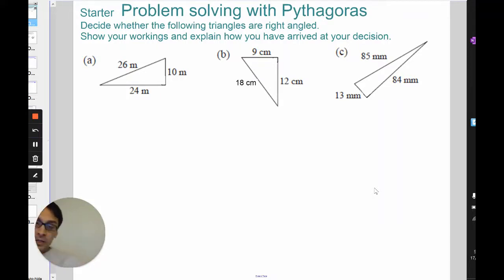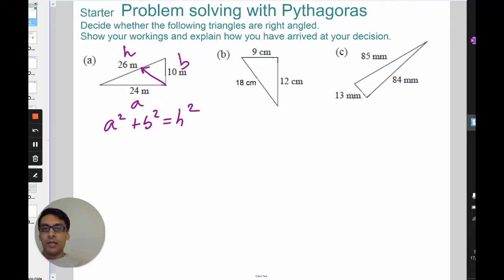Okay, so for those of you that are not sure how to do this, you are going to use Pythagoras' theorem. We're going to find the hypotenuse. We know that this is going to be A, this is going to be B, and then we're going to write out the theorem. So A squared plus B squared equals H squared. And I can see that 24 squared plus 10 squared equals, well, it should equal 26 squared. So question mark, does it actually equal that?